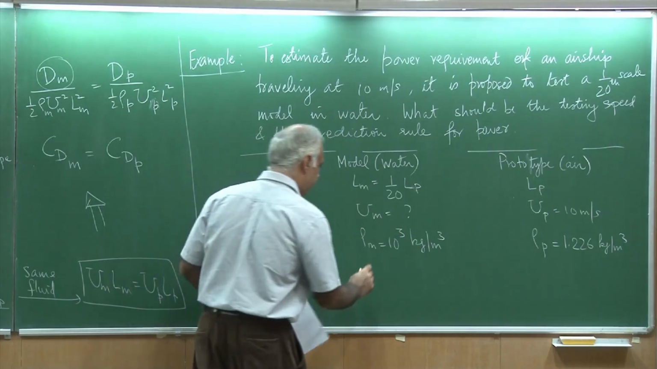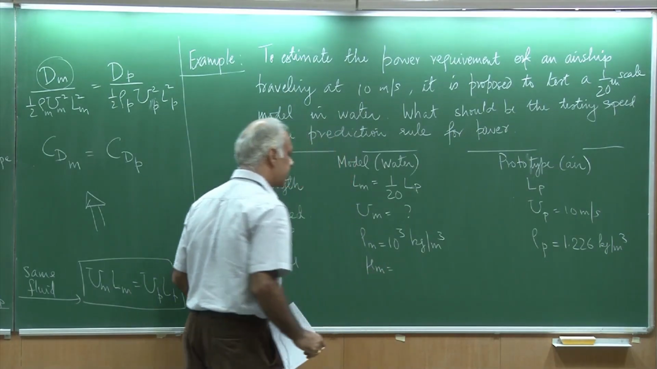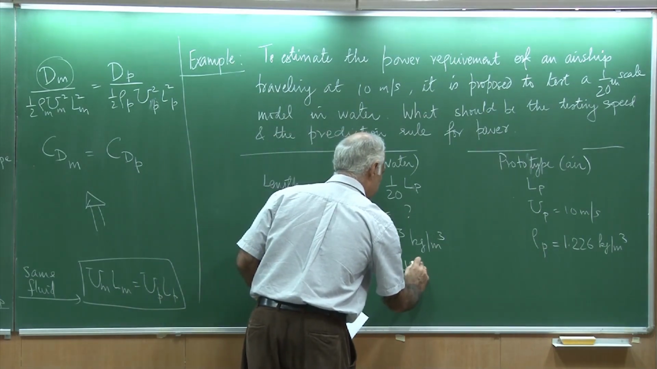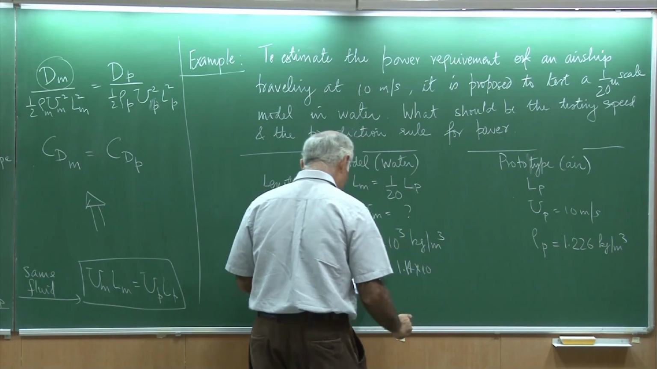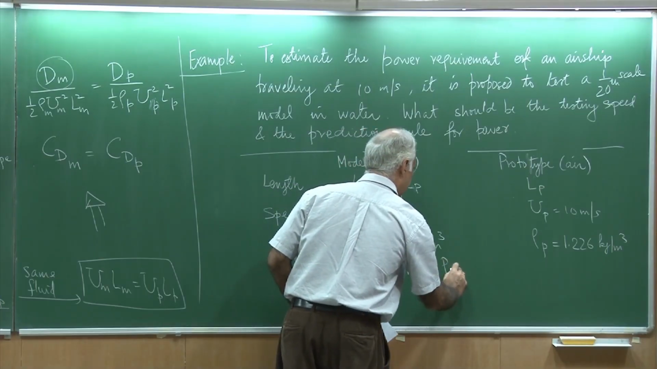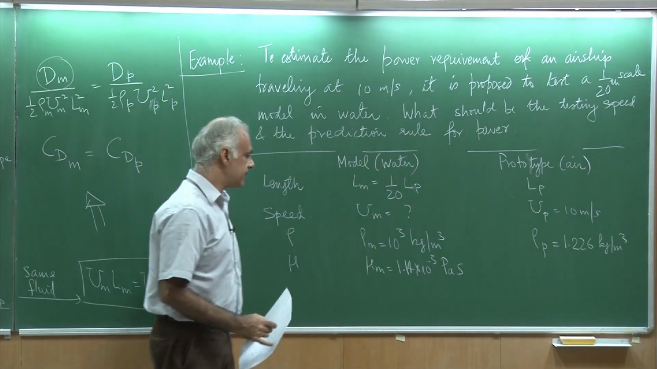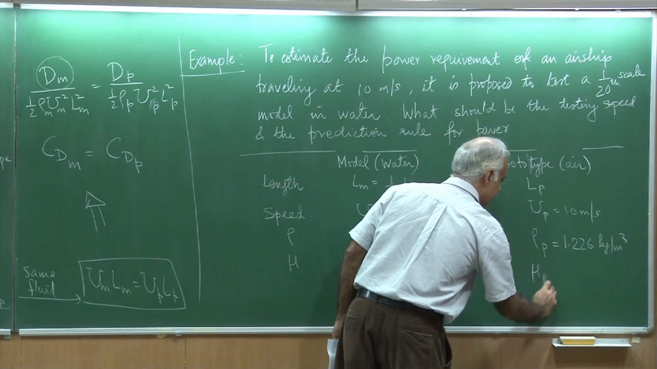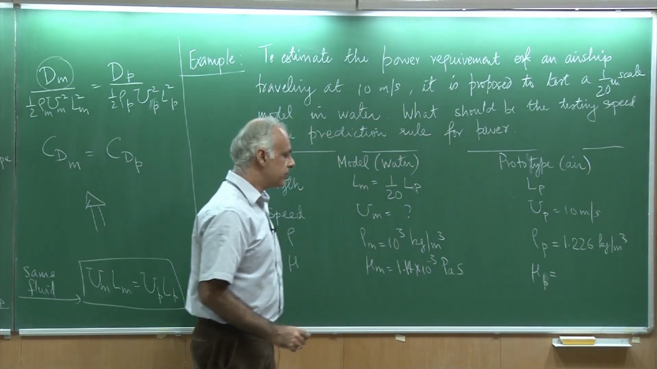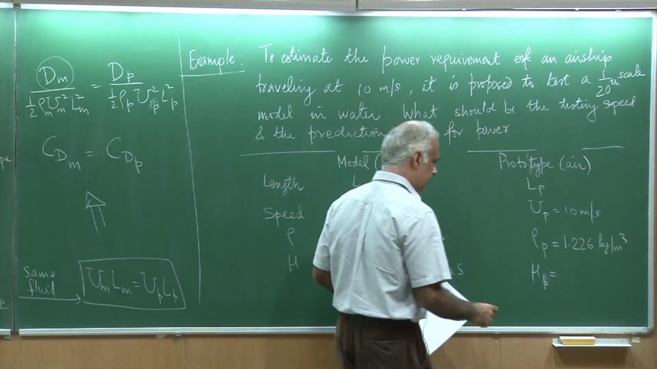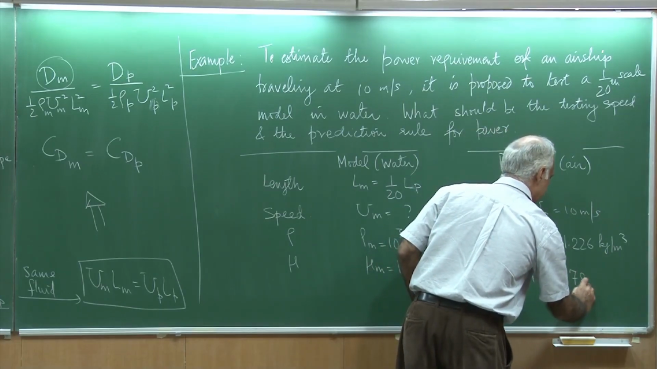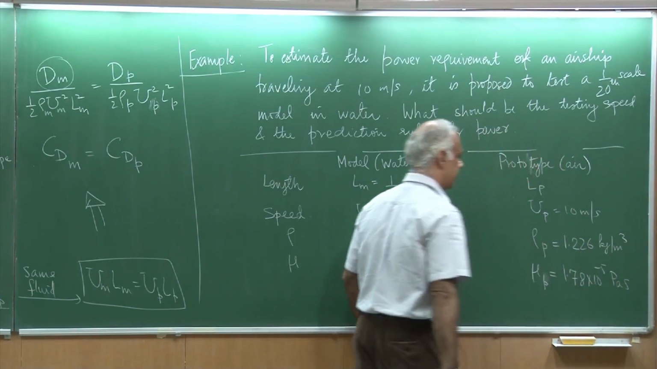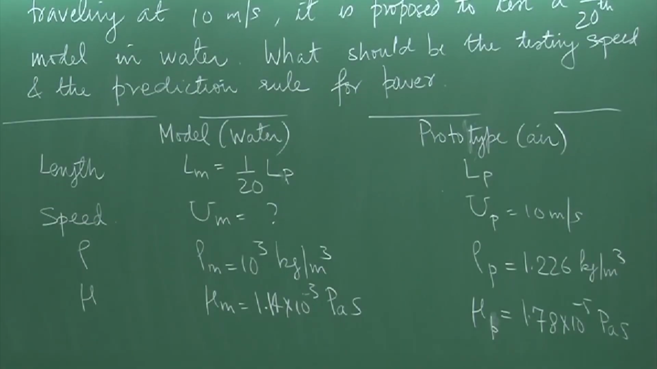The viscosity of water is 1.14 into 10 to the minus 3 SI units, which is Pascal times second, and the prototype operates in air. So I am going to write down the coefficient of viscosity for the air, which is 1.78 into 10 to the minus 5 Pascal second. So let us see what are the important parameters.